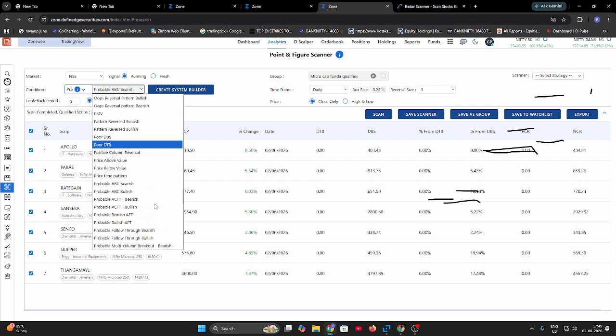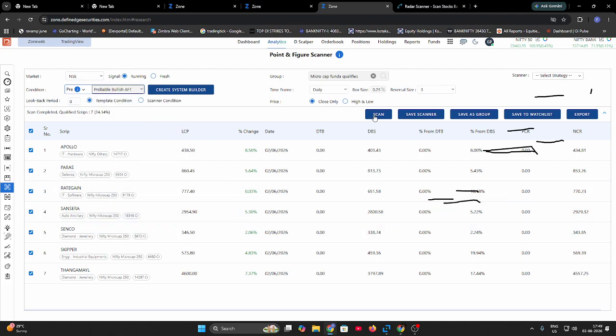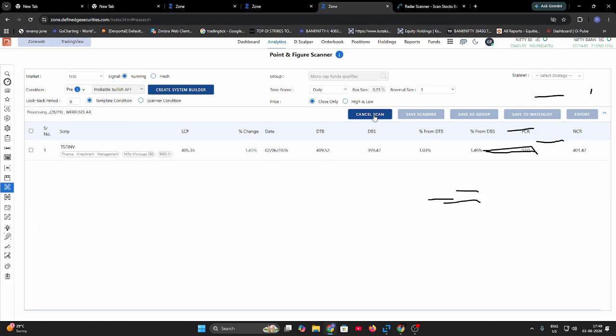So there is a probable AFT. Probable bullish AFT. I told you this is one of the best patterns, so we will just scan for probable bullish AFT. Probable bullish AFT is nothing but it will tell you.